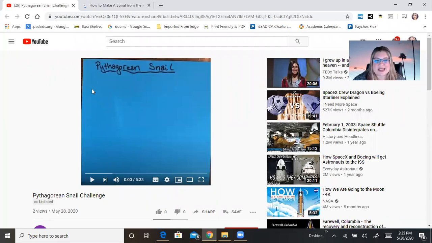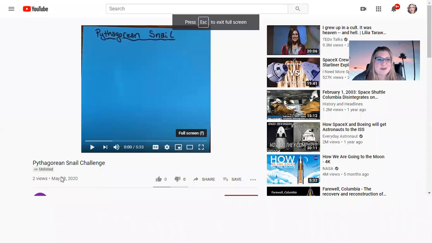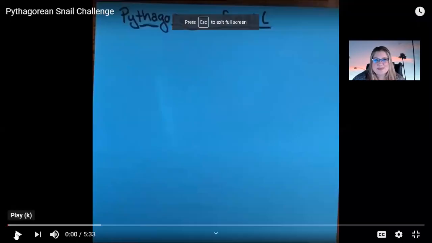But I do want to put a couple disclaimers. There's a couple places I keep calling it a Pythagorean squirrel instead of snail. There's a couple places where my pen slips and my ruler, so if you do it in pencil, it's probably better. So this is not the cleanest version, and I apologize, but you get the idea of what to do. Okay, so I'm going to allow myself to take it away.